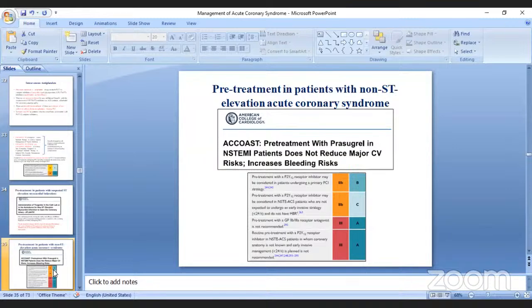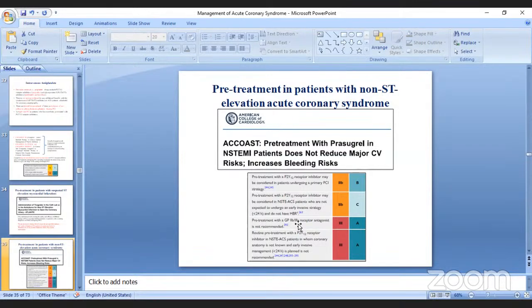And when it comes to non-ST elevation acute coronary syndrome, the ACCOAST trial proved that pre-treatment with prasugrel in NSTEMI patients did not reduce the major cardiovascular risk. In fact, it increased the bleeding risk. So pre-treatment with a P2Y12 receptor inhibitor may be considered in a patient who is undergoing a primary PCI. And it may be considered in non-ST elevation patients who are not expected to undergo an immediate or early invasive strategy, and in patients who don't have a high bleeding risk.